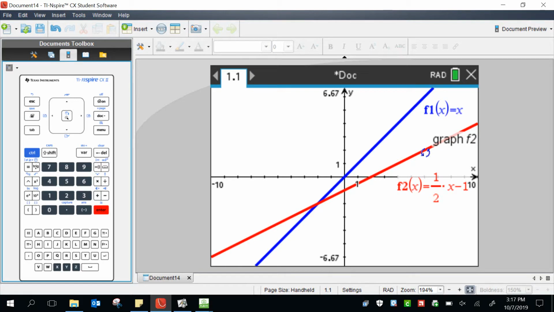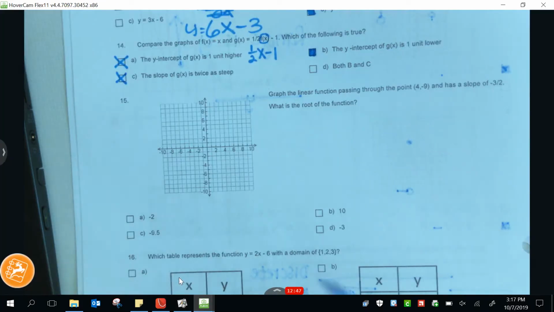The y-intercept of g of x is 1 unit lower. Well, if I look, the y-intercept is down here instead of up there. So that did go ahead and move down. So your answer should be B. So if you can get that in the calculator, that becomes a pretty easy question.